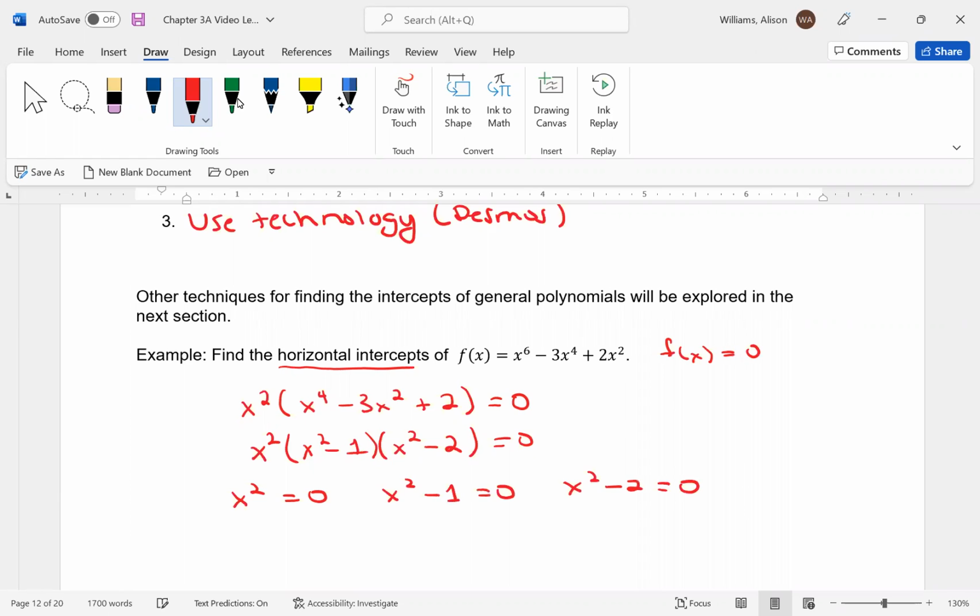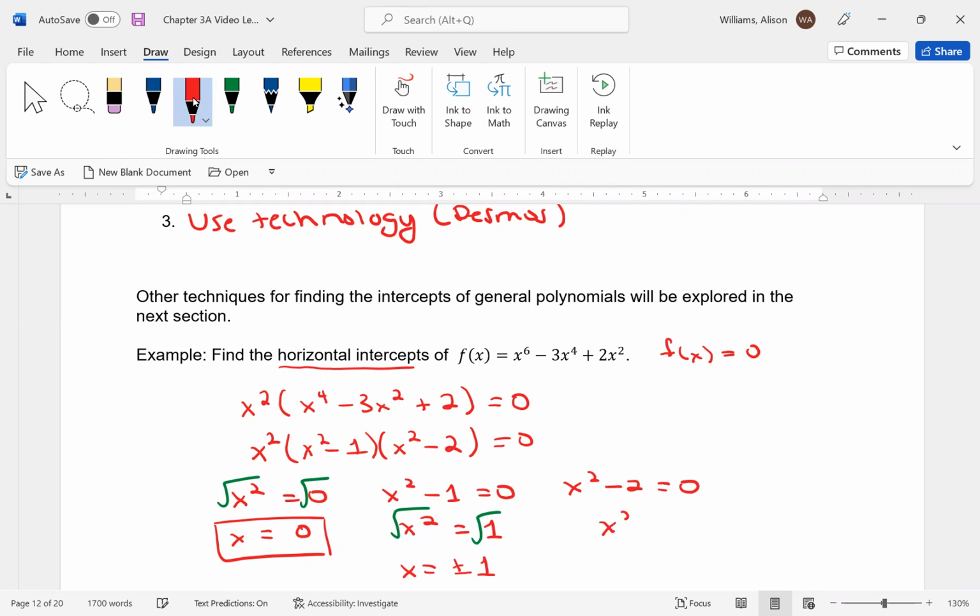Okay, so x squared equals 0. I'm just going to take the square root of both sides, but it's basically just 0. Really didn't need to do that. It's not very exciting. Next one, I'm going to add the 1 first. Then take the square root of both sides, and that's going to give me plus or minus 1. I take the square root of 1. It could be either positive 1 or negative 1 that squares to 1.